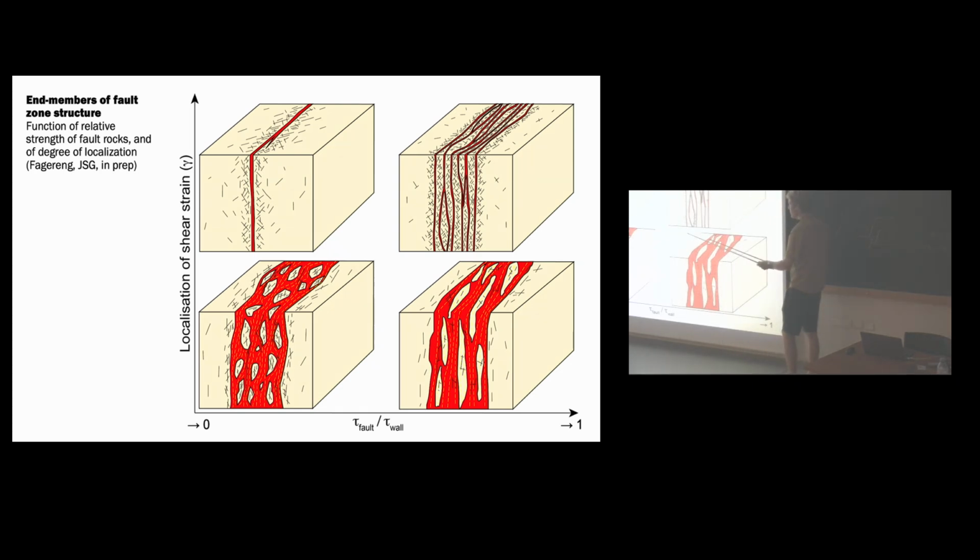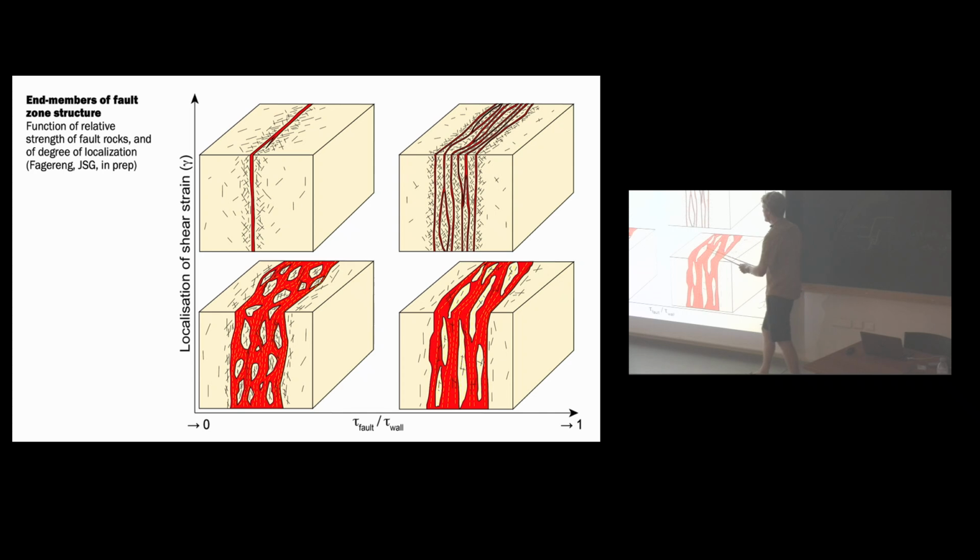If the fault is relatively strong, it's still got to be weaker than the wall rock, otherwise you just make more. But if the strengths are comparable, and the fault core heals easily, then you make a fault core, but then there's no reason to use it again because it's easier to make a new one. And you end up with this sort of thing. That's if you localize your slip in the fault cores and the damage zone is sort of passive in terms of shear.